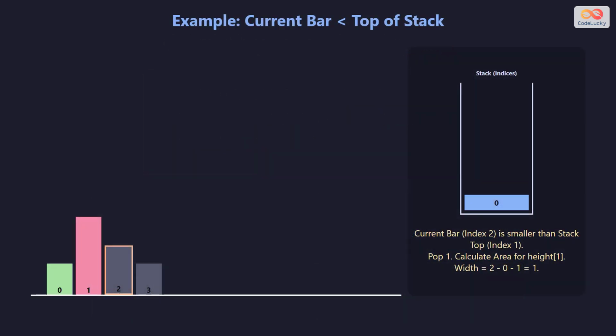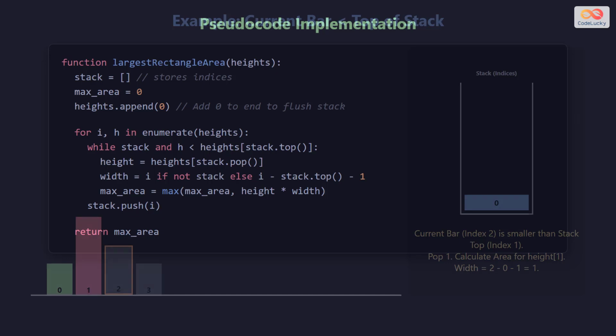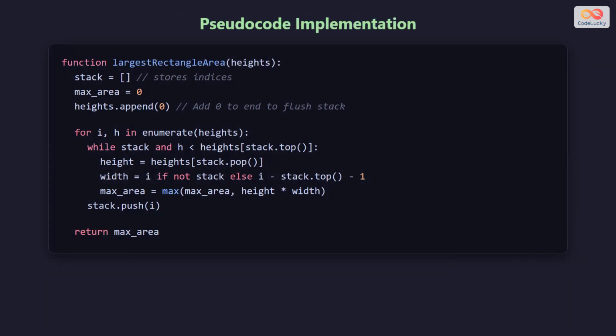Let's visualize this. Suppose the current bar is shorter than the stack top. We pop the top. The popped bar is our rectangle's height. The distance between our current position and the index now at the top of the stack gives us the width. We calculate the area and update our maximum. Here is the implementation logic. We use a while loop to keep popping from the stack as long as the current height is less than the stack top. After the loop finishes, we push the current index. A neat trick is to append a height of 0 at the end to ensure the stack is fully processed.